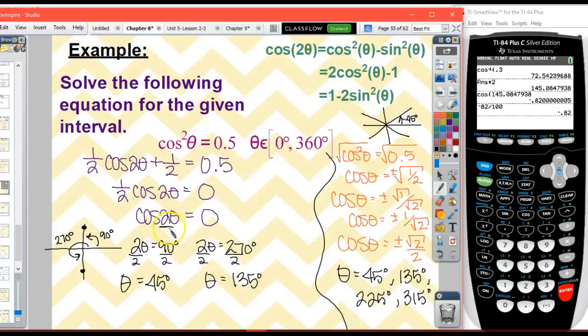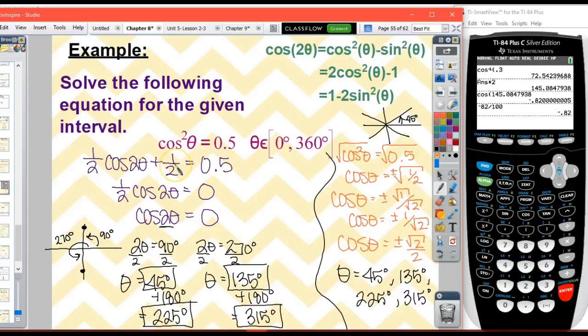However, since this 2 is right here, my period is no longer 360, it is 180. And so I could add 180 to each of these answers, and I will end up getting then from here 225 degrees as well as 315 degrees, which matches what we just solved for using the other method. So either of these methods would work.